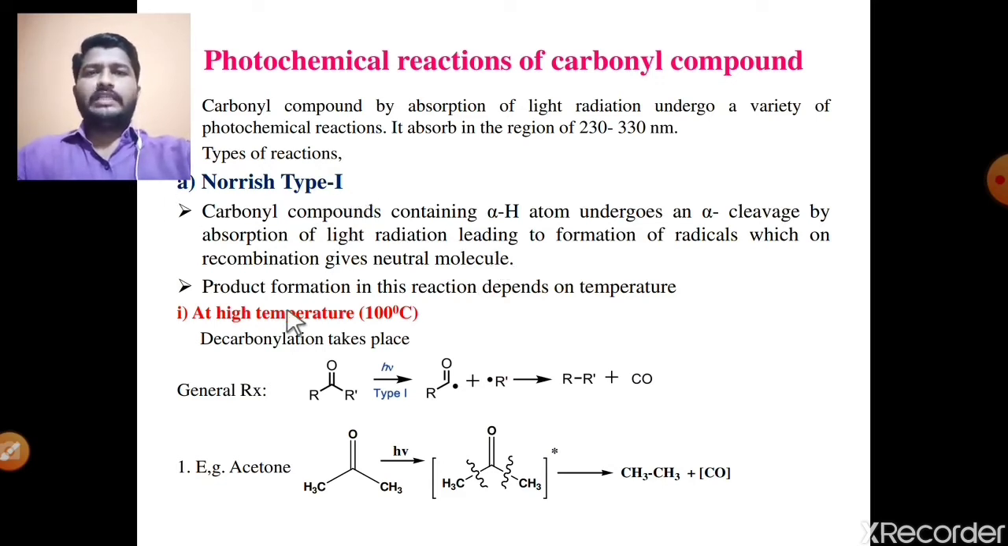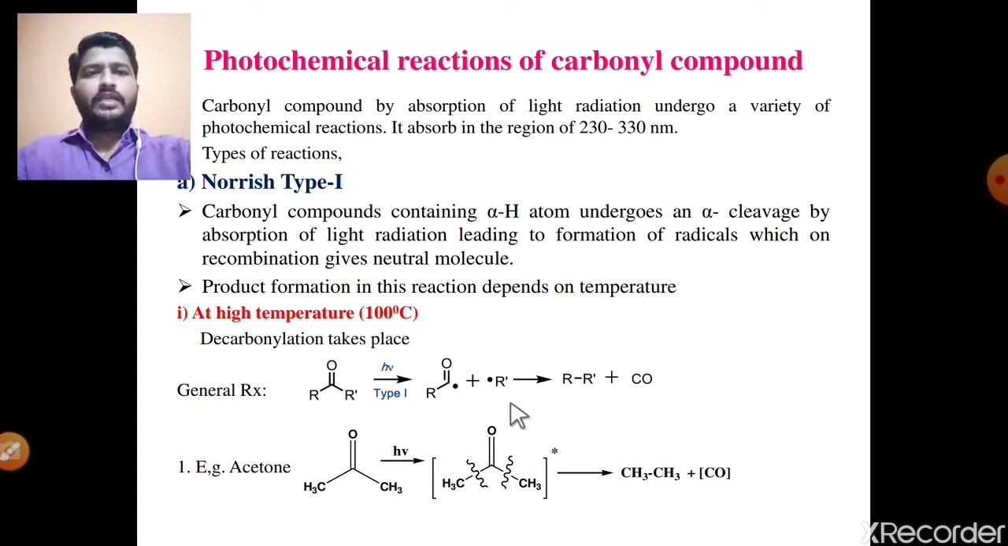The product formation in this reaction depends on temperature. This reaction is carried out under two different temperature conditions. Number one, at a high temperature, meaning 100 degrees Celsius or above, and number two, at a low temperature, meaning room temperature. Under the first condition, at a high temperature of 100 degrees Celsius, decarbonylation takes place. At a higher temperature only one product is formed, because there is decarbonylation of the carbonyl compound.